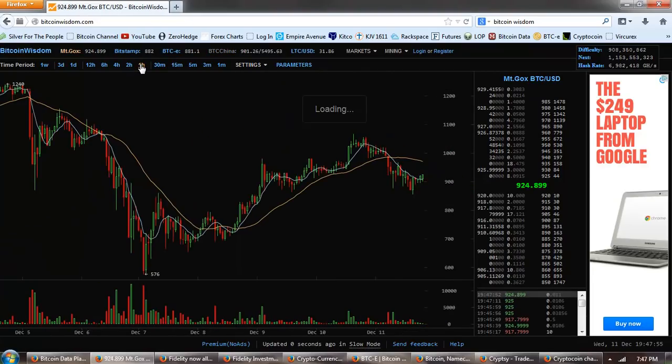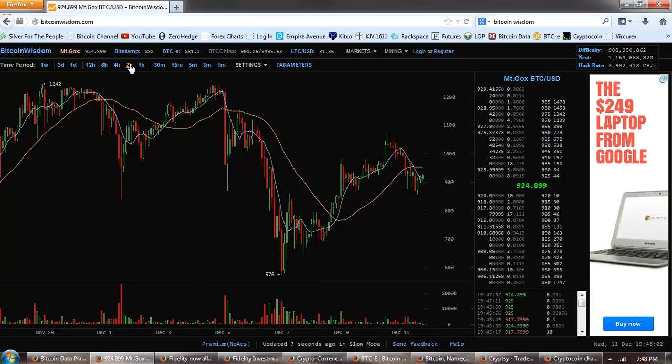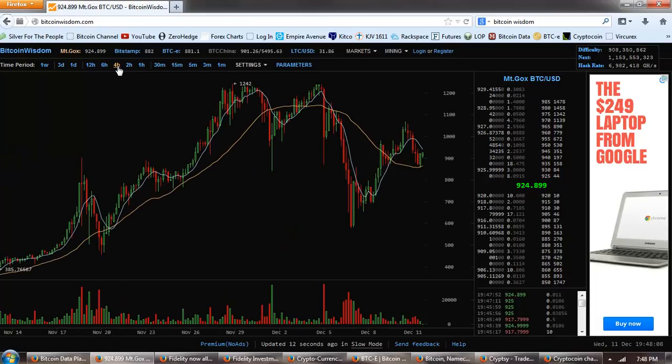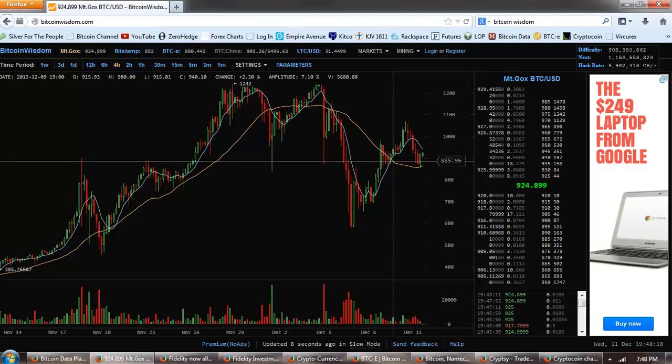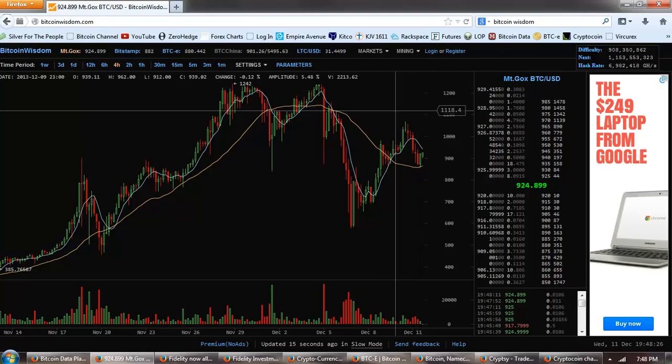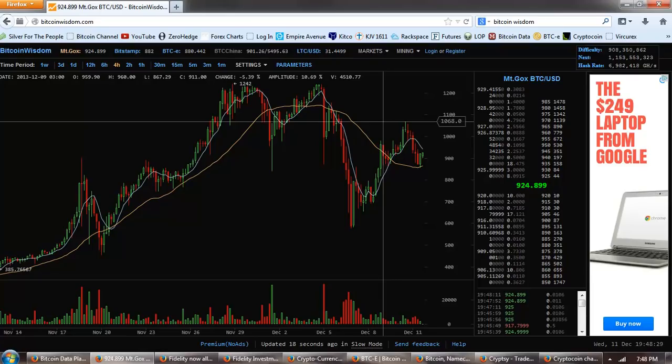Now, if we begin to move out on the 1 hour, you can see that we're doing a mini recovery. On the 2 hour, you can see that we're kind of going sideways. And then on the 4 hour, we're starting to get the bigger picture here. Now, the blue line did cross through the green line, the moving average crossover, and the green line is now turning up.